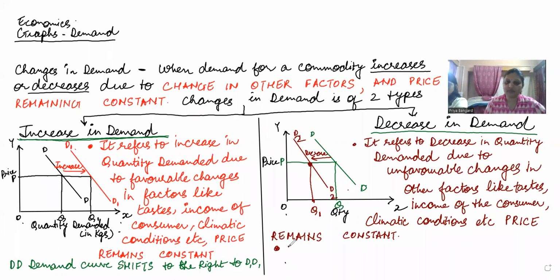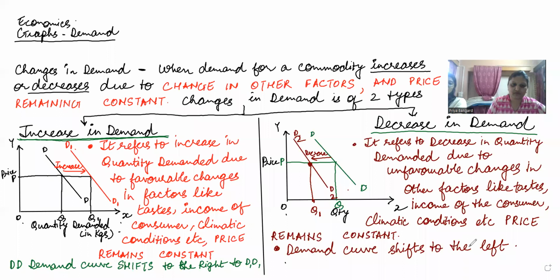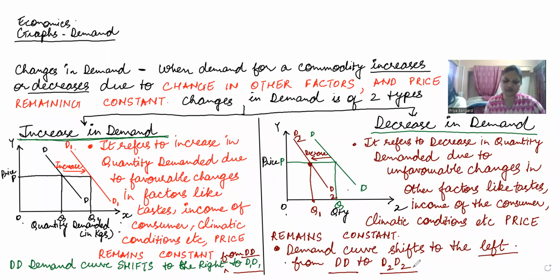The next point to write: demand curve shifts to the left from DD to D2. In increase in demand, the demand curve shifts to the right from DD to D1. In decrease in demand, the demand curve shifts to the left from DD to D2. This gives the distinction as well. So, children, if you do not write these points, how will you write the distinction?